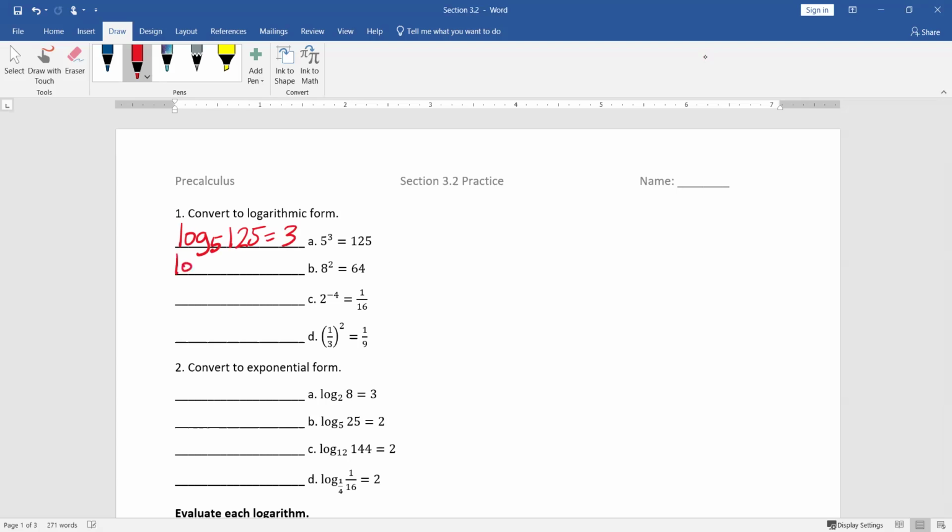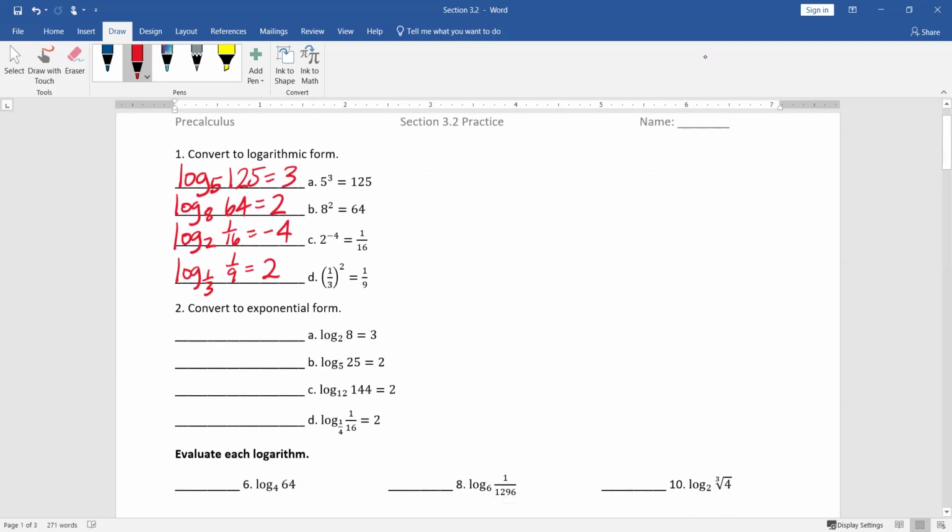With the next one, it's log, my base is 8, my x is 64, and so it equals 2. This next one, log base 2, x is 1/16, so we have a negative. And for the last one, the log of a fraction, base that equals a fraction, means you have a positive exponent. All right, so for number 2, they're in logarithmic form, and we need to convert them to exponential.